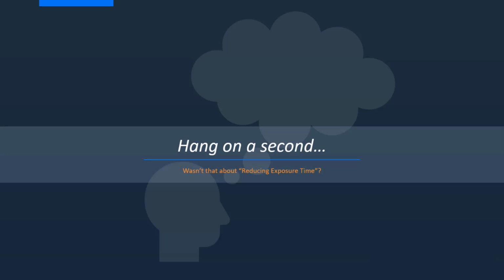Wait a moment. Wasn't that about reducing exposure time? Yes, and it still is. You're right. You're paying attention, right? So the fact that we're working together in an efficient manner here, the fact that we semi-automate or fully automate stuff here helps us definitely to be quicker with our incident, and that helps us to reduce exposure time. That's for now, but wait for the summary later on.